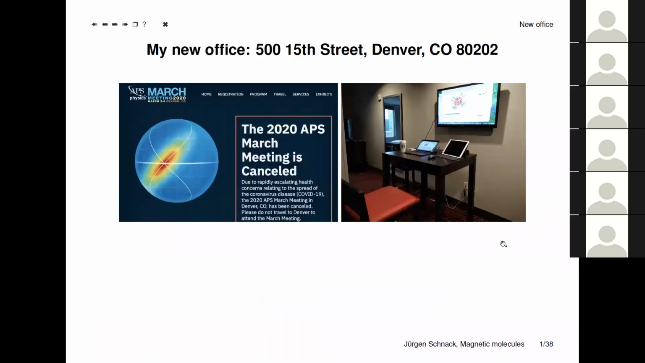To give you an idea where I sit, so this is my hotel room, and I turned the TV screen with the help of an HDMI cable that I bought recently into a pretty nice office.